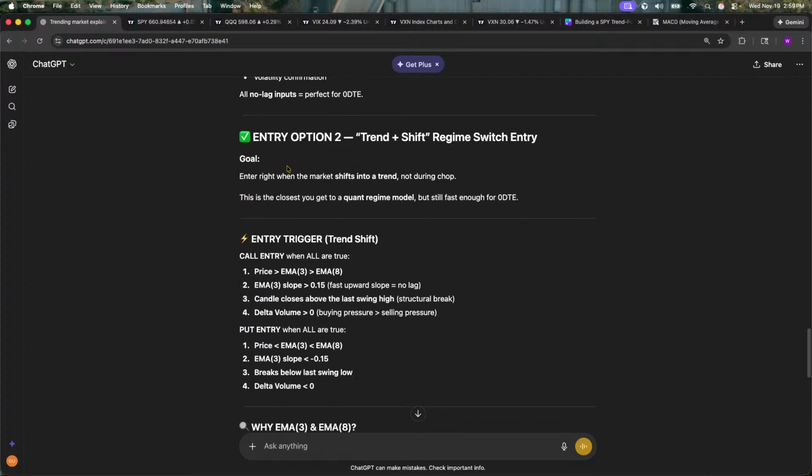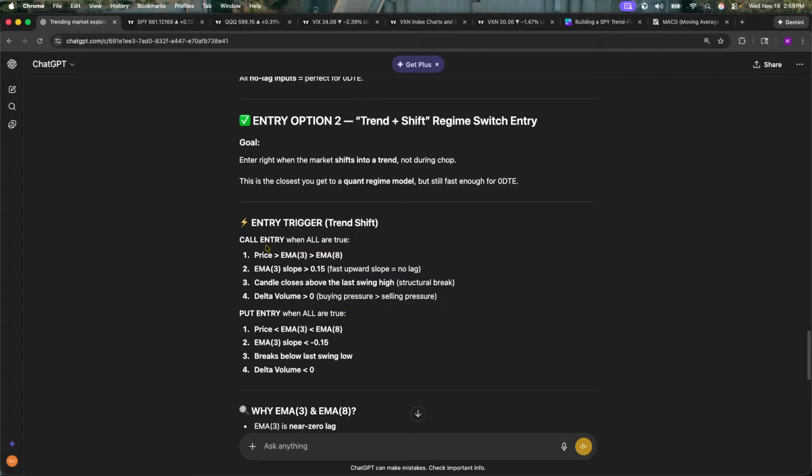So option 2, we're going to enter right when the market shifts into a trend, not during a chop. I'm liking this one a little bit more, if I may say so myself. This is okay. The EMA 3 is greater than EMA 8, so the 3 minute is greater than the 8 minute. The EMA 3 slope is 0.15, a fast upward slope, no lag. The candle closes above the last swing high, a structural break, and then the delta pressure is greater than 0, buying pressure is greater than selling pressure.